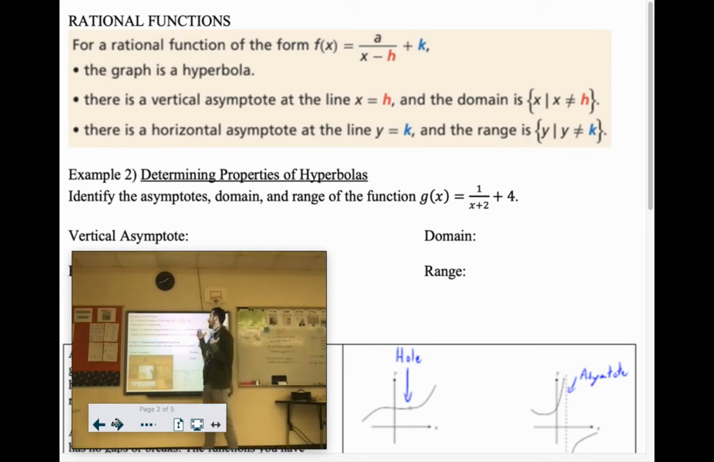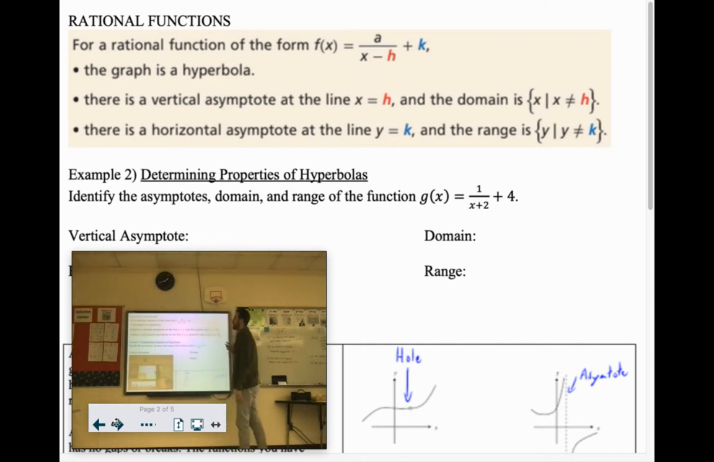There is a vertical asymptote at the line x equals h. So again, the vertical asymptote, the up and down line, is determined by if there's something paired with the x in the denominator, that's a right or left shift. The horizontal asymptote starts at 0, and it would only change if you have this positive k in the back that would shift the graph up and down.